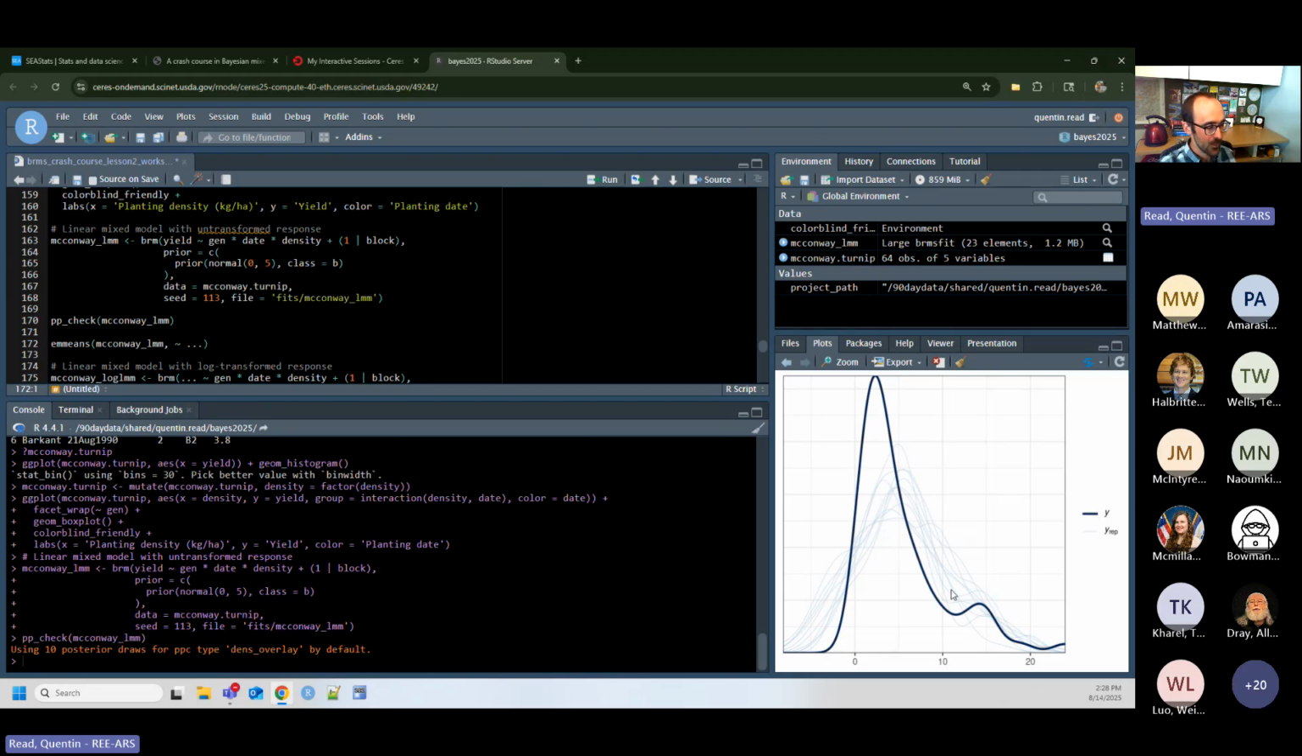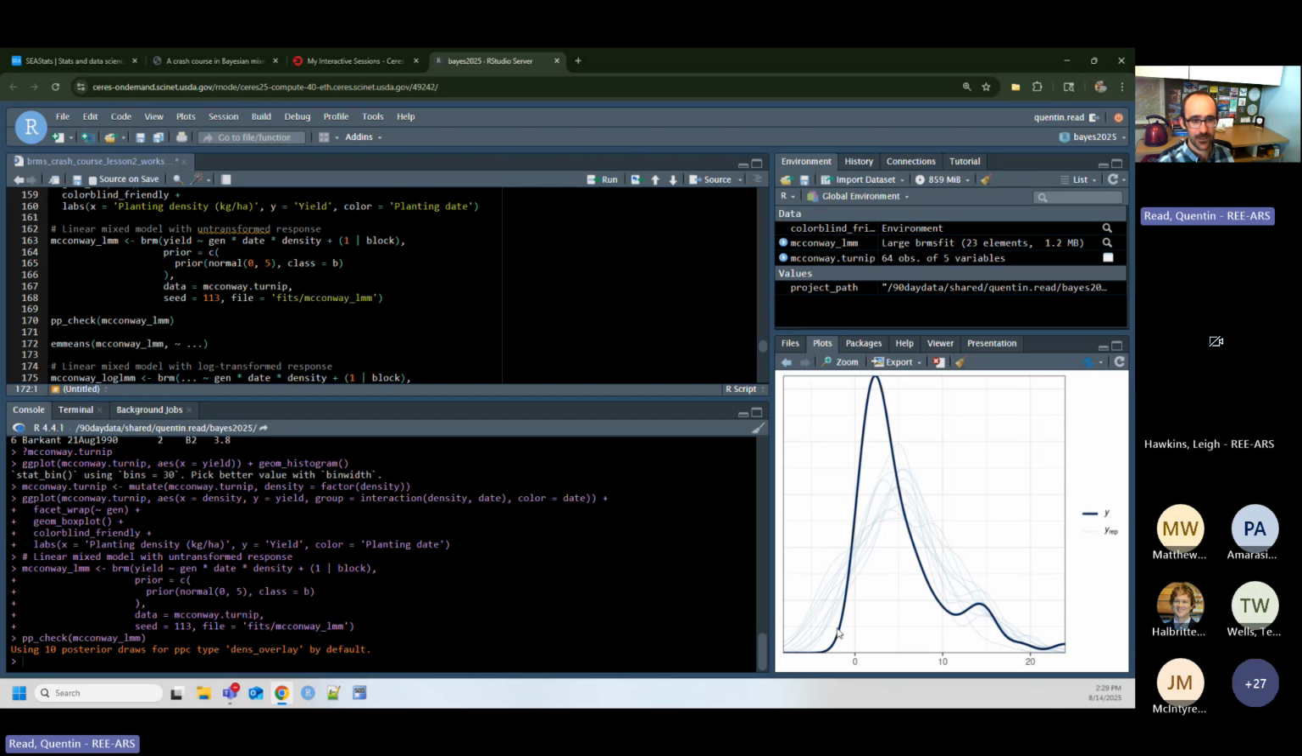Now, we can see it's not ideal, right? Because the data are skewed, just like we saw when we made the histogram. Our posterior predictions are pretty much symmetrical. Not to mention, they go well into the negatives. Just the way the smoothing is, it looks like the data go below zero. They don't really, but the posterior predictions go well below zero. We're predicting negative yield for some treatment combinations, which doesn't make sense. So it's not a good fit to the data.